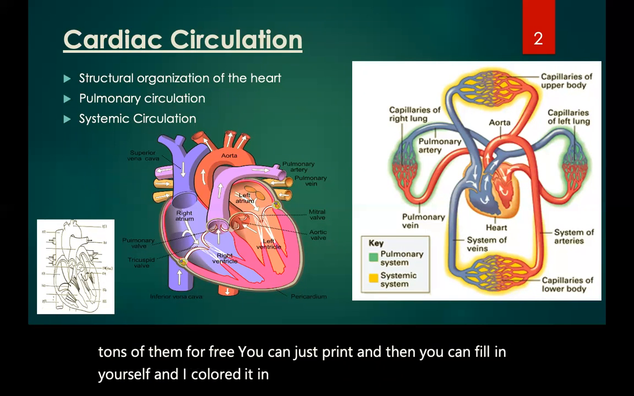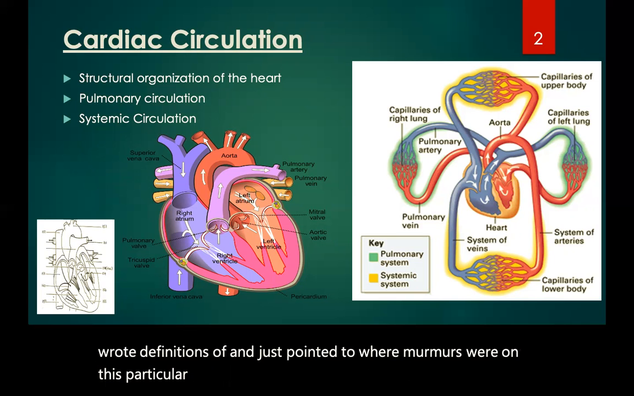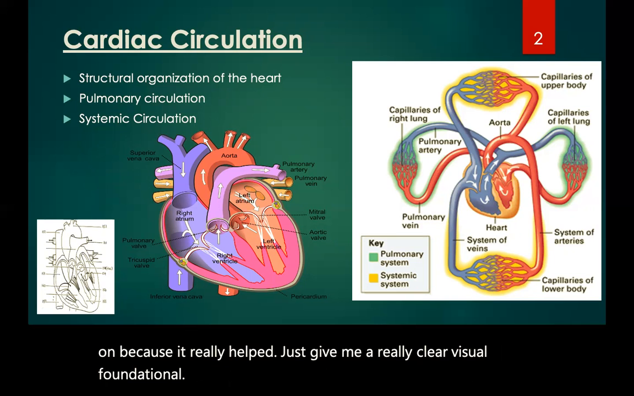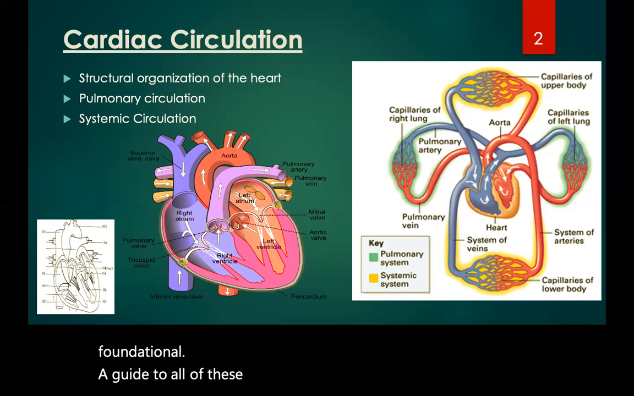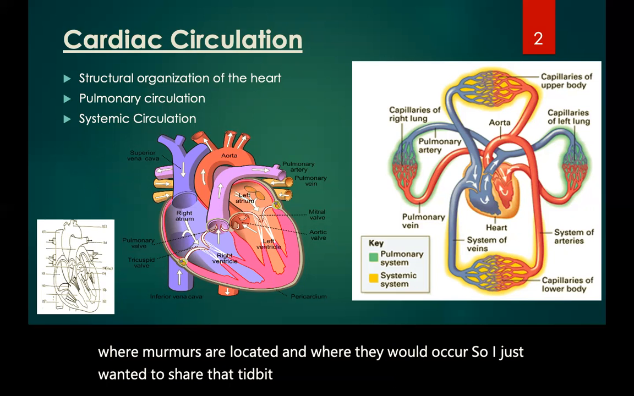I wrote the labels myself, and I wrote definitions and pointed to where murmurs were on this particular worksheet. I really spent some time on it because it helped give me a really clear visual foundational guide to all of these things: cardiac circulation in total, as well as where murmurs are located and where they would occur. So I just wanted to share that tidbit on how to study for this.